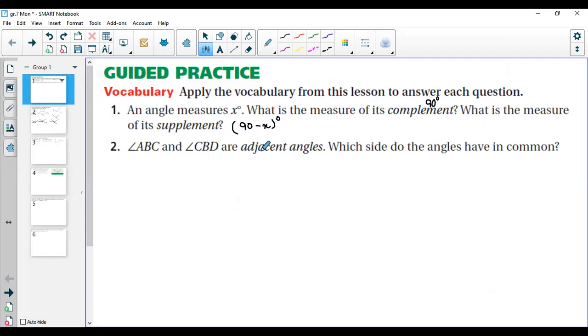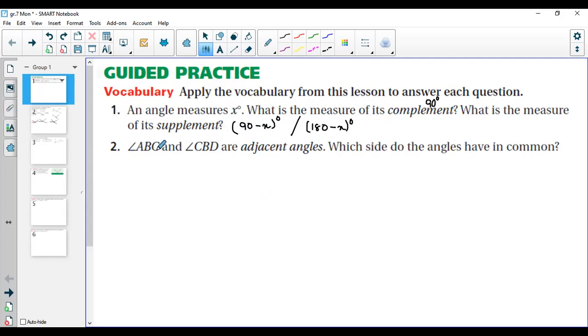This is how you write the angle, right? If it's complement, you subtract it from 90. Next question is, what is the measure of its supplement? So supplement means it is 180 minus x. That's all. If a supplement, you subtract from 180. If complement, you subtract that from 90.